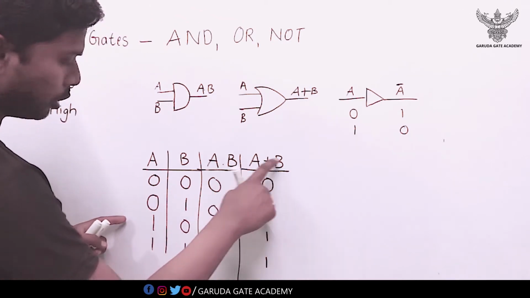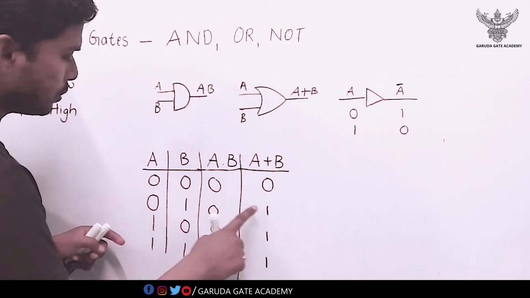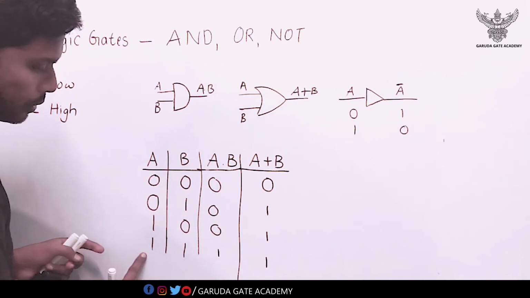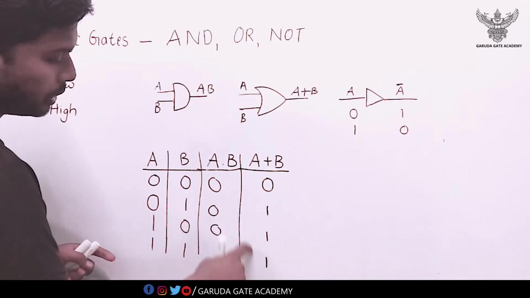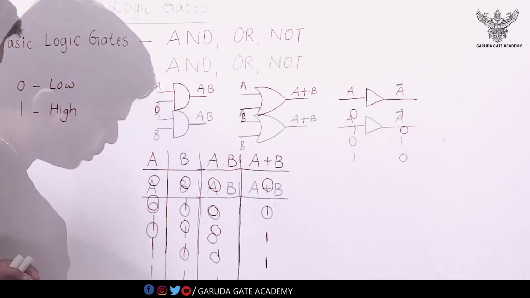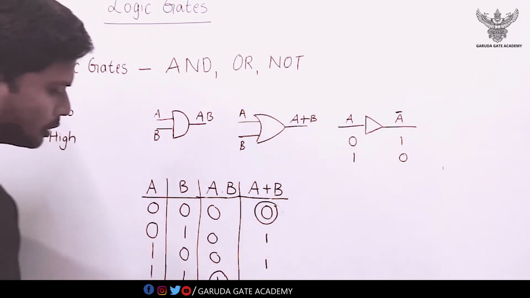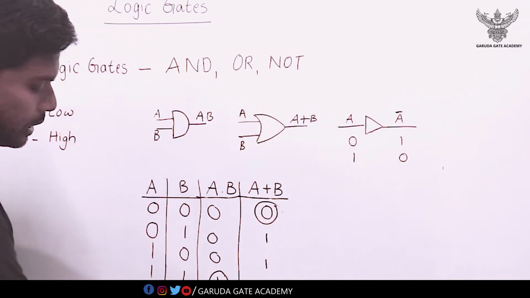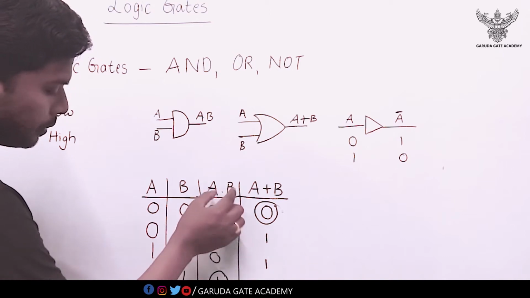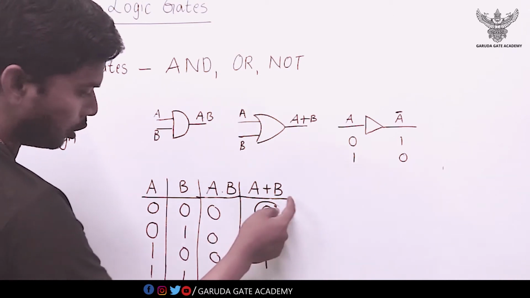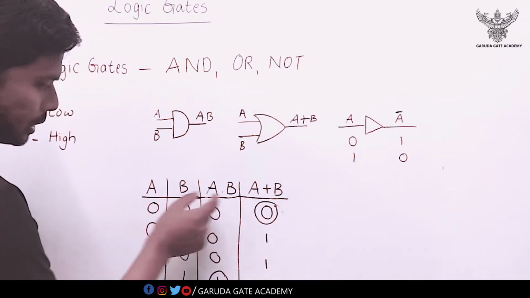That means for A or B to be 1, it requires only a single one. Here there is one, here there is one, here there is one. So the output is 1. Okay, so we have to focus on this one and this one. In the textbooks as well, they represent that A and B will be 1 only when A is 1 and B is 1. And for the OR gate, they will be representing it like this.